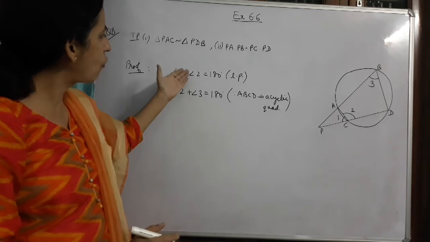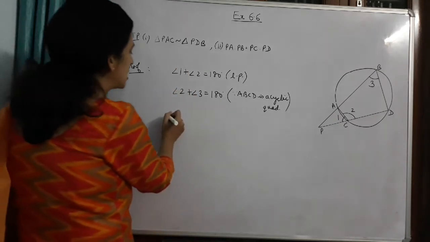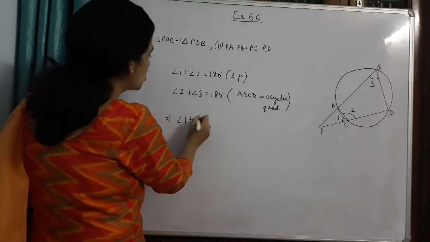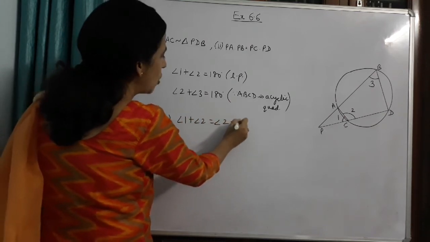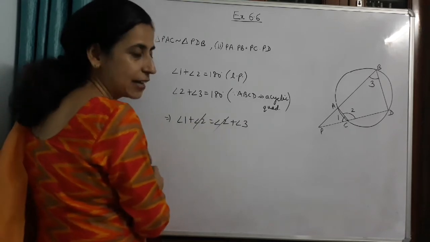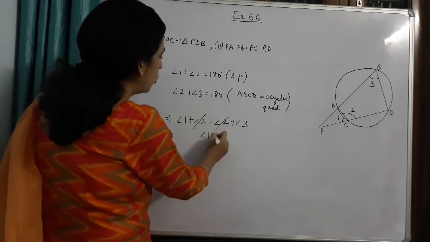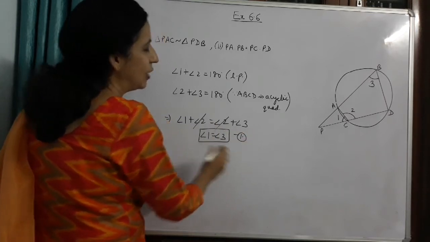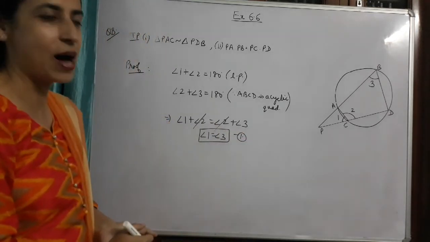Now from the above two equations, definitely we can see that the right hand sides are equal, so the left hand sides will also be equal. So from here angle 2 and angle 2 get cancelled, and we obtain angle 1 is equal to angle 3. Let this be equation number 1.